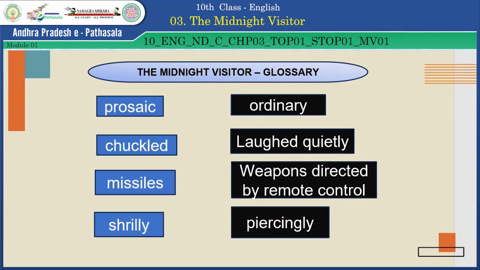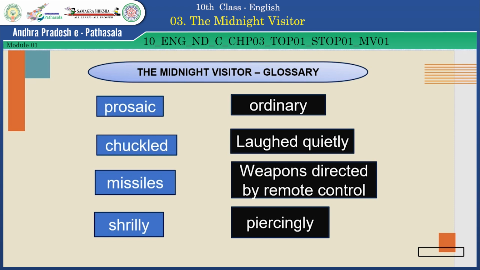Glossary. Important words and their meanings: prosaic, ordinary; chuckled, laughed quietly; missiles, weapons detected by remote control; shrilly, piercingly.